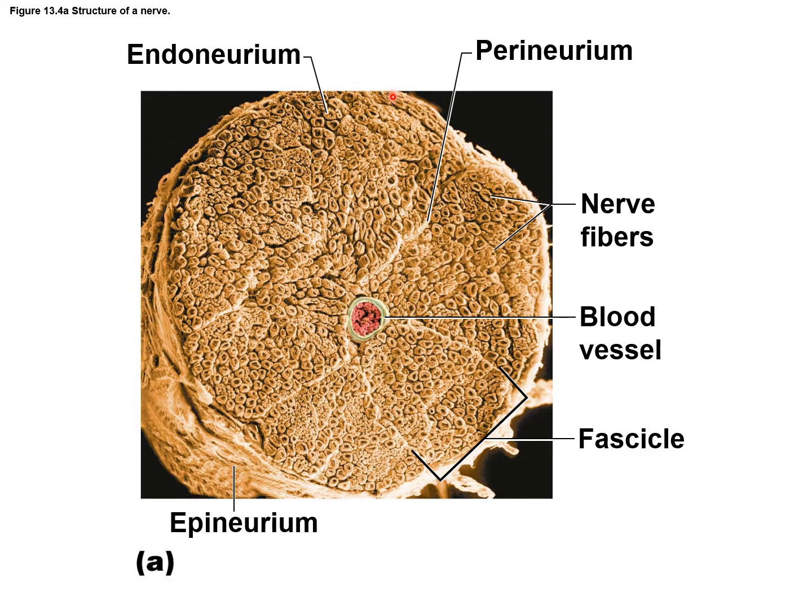Here we have a pic of a real cross-section of a nerve, and you can see this connective tissue surrounding the nerve called the epineurium. You can see that it's divided into fascicles. Each fascicle is surrounded by the perineurium, and then within each fascicle we have the actual nerve fibers, and they are surrounded by endoneurium. You can see the blood vessel running through that nerve.